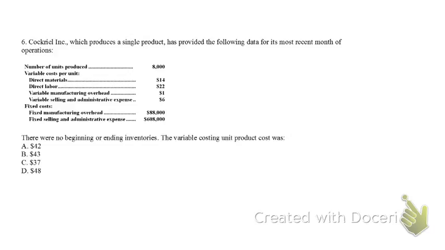On to the next question, and this is question number 5. What we're looking for is variable costing per unit. This one, and it fits with the next couple, is really pretty simple. We're looking at the per unit variable cost. So it's the 14 plus the 22 plus the 1, which is a total of $37.